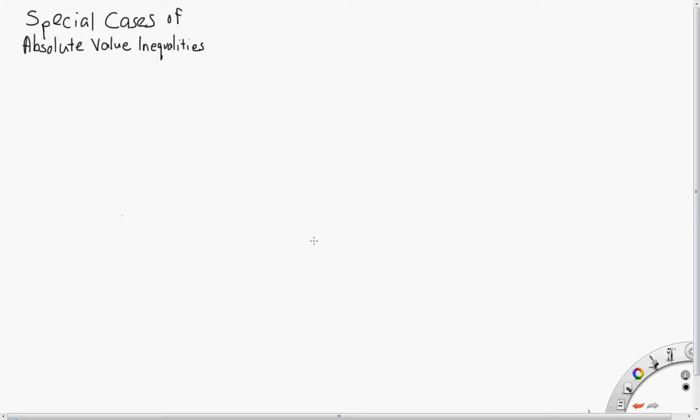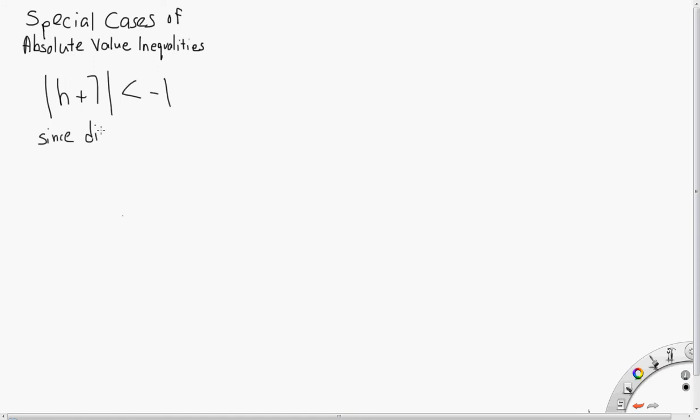Alright, let's take a look at special cases of absolute value inequalities that come up. So the important thing to remember here is that absolute value is a distance. So if I were to ask you, the absolute value of h plus 7 is less than negative 1, tell me all the distances that you know of that are negative.